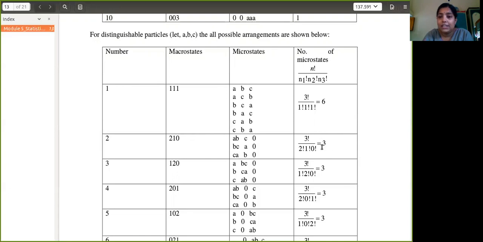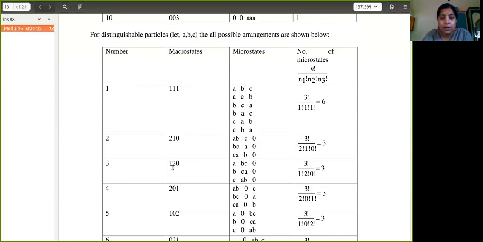What will be the number of such microstates? The number will be 3, given by the formula N factorial divided by n1 factorial, n2 factorial, n3 factorial, where N is equal to n1 plus n2 plus n3. Here n1 gives you the number of particles in the first cell, n2 is the number of particles in the second cell, and n3 is the number of particles in the third cell. So by this formula you can get the number of microstates corresponding to a particular macrostate.